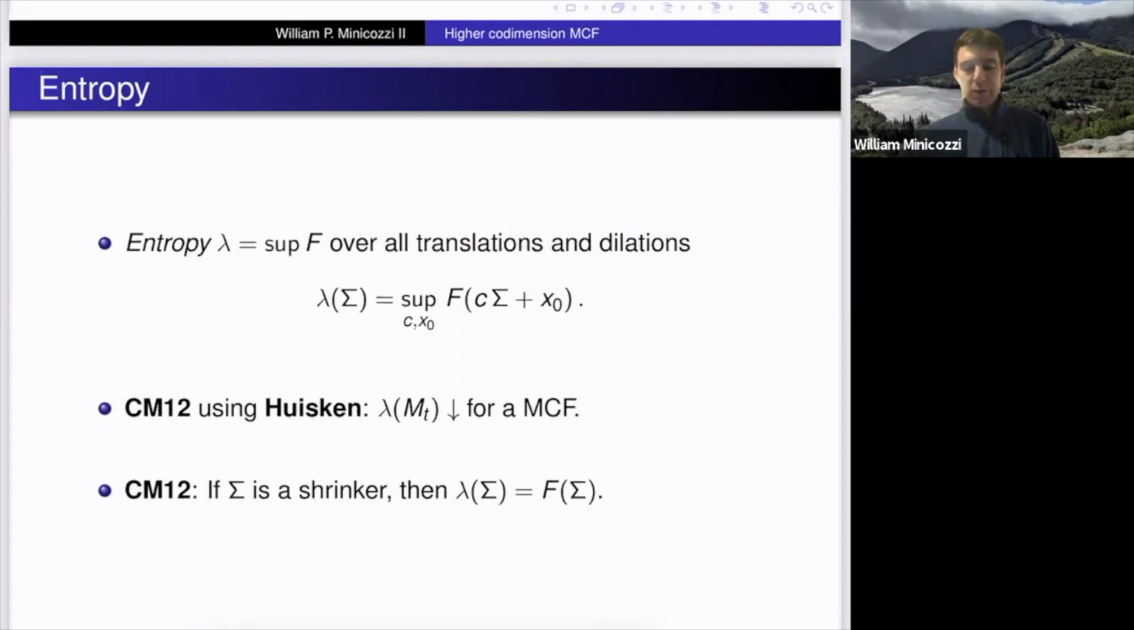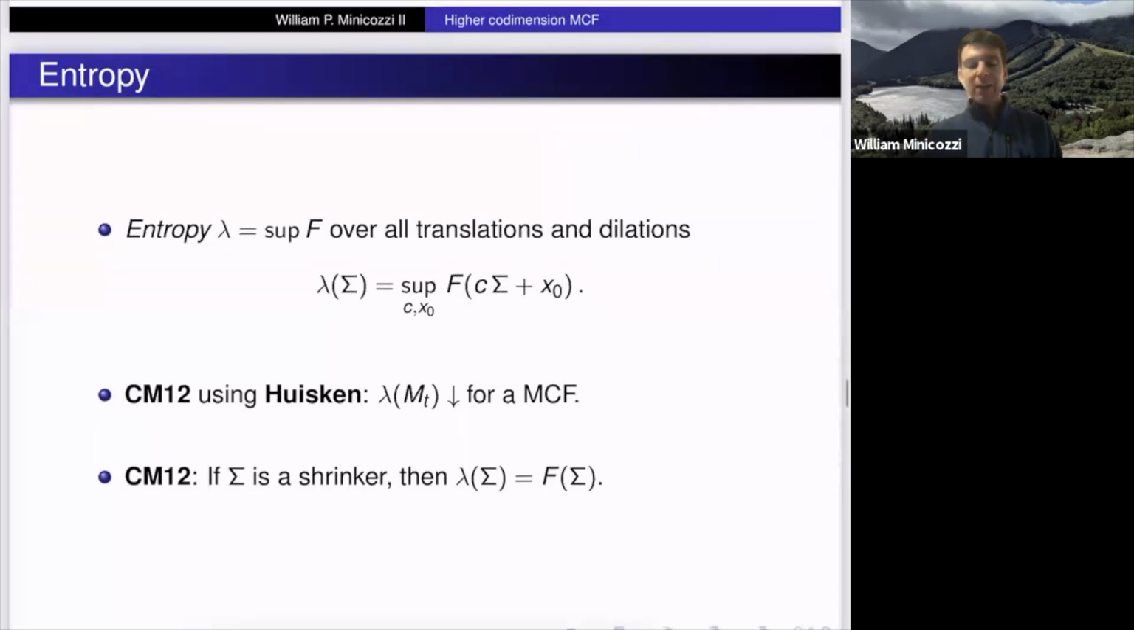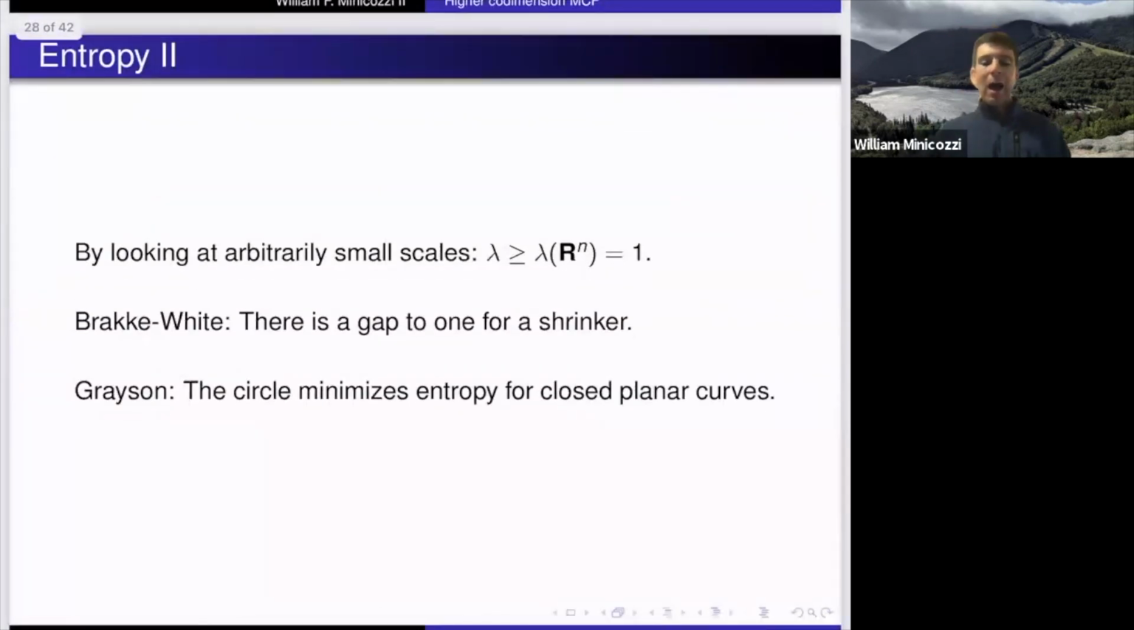Another thing is that if you take a shrinker, then the entropy is just equal to the F functional, the Gaussian area. The right scale for the shrinker is the one where you haven't changed anything. So what can you say about entropy? The first thing you can say is that entropy is always at least 1. That's because if you take any smooth point in the submanifold and you dilate that up, in the limit you get a hyperplane through that point, and we said the hyperplane has F functional 1. Since I consider all scales, I always get at least that 1.